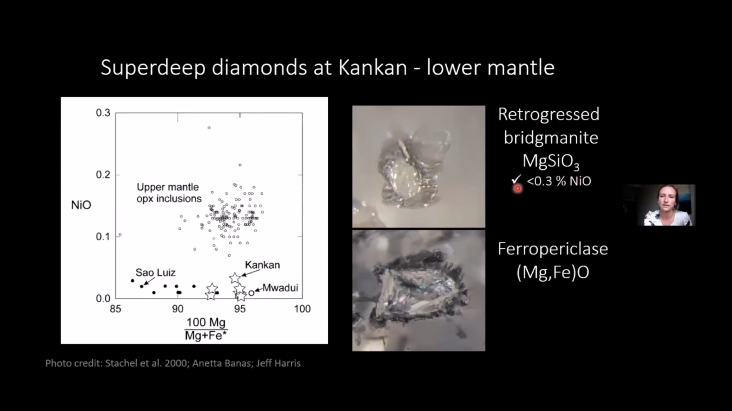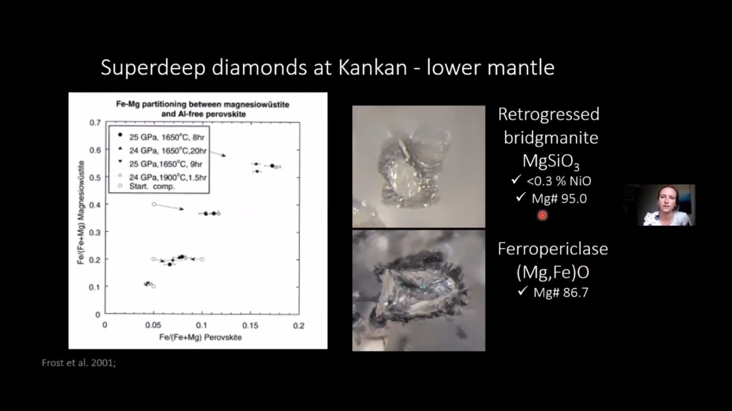One of those lines of evidence is the nickel contents of these retrogressed forms of bridgmanite. For these lower mantle phases, you can see they are plotted here in these stars and solid circles. And I want you to compare those very low nickel contents to the nickel contents that you typically see for orthopyroxene inclusions from the upper mantle. The lower nickel contents that you find in these retrogressed bridgmanite phases is likely due to their coexistence with this phase, ferropericlase, which preferentially incorporates nickel.